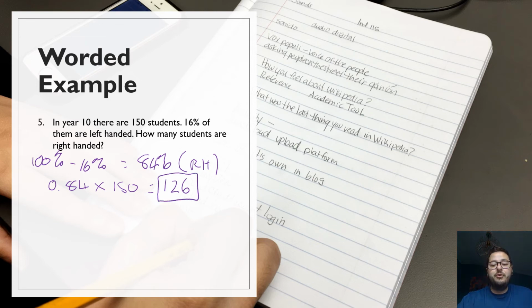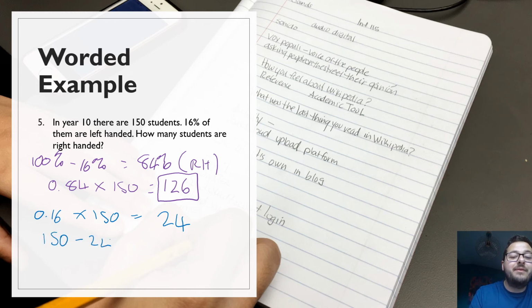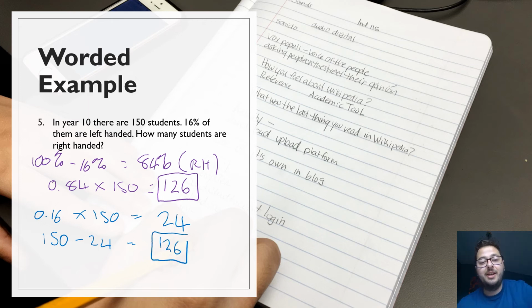The other way is you could straight away work out 16% of 150. So let's do it that way. So 16% is 0.16 times 150. So 0.16 times 150 gives us 24. Now that's the left-handed students. So to work out the right-handed students, we just take that away from 150 because that's the total amount of students. So 150 take away 24 gives you 126, which is exactly the same answer that we got before. So there's two ways of doing that.